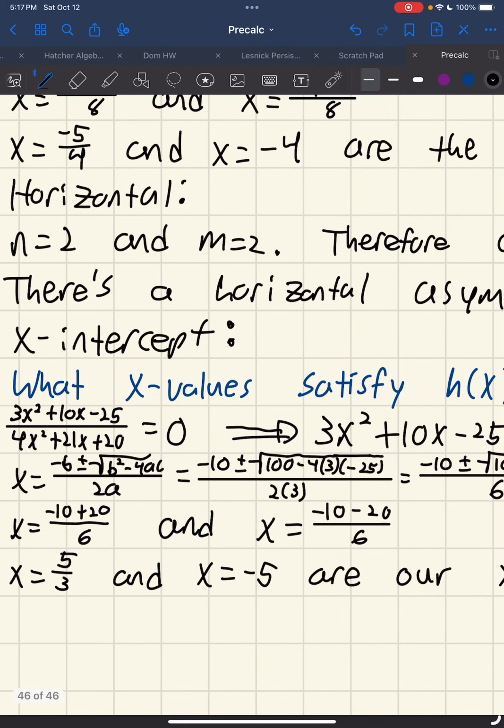These are x-intercepts. So the function crosses the x-axis exactly when x is 5/3 and when x is negative 5.